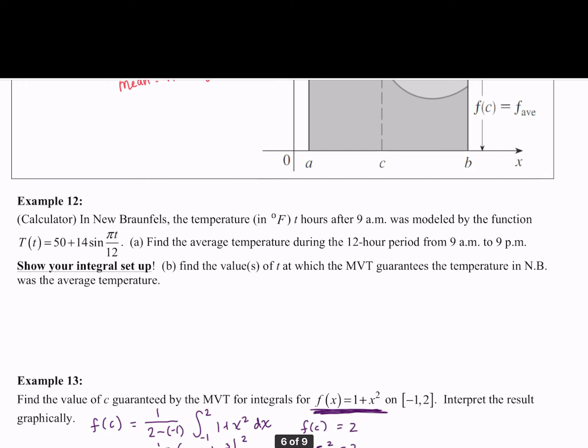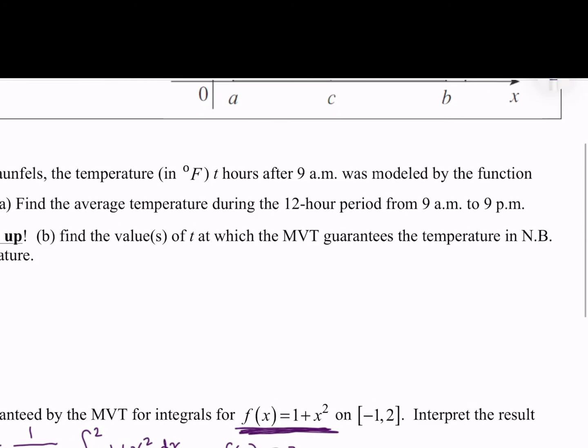So this is a real life example. It says in New Braunfels, which is a city in Texas, the temperature in degrees Fahrenheit, t hours after 9 a.m., is modeled by this function. So they're giving us big T to model the change in temperature. And it wants us to find the average temperature during the 12-hour period from 9 a.m. to 9 p.m. So I'm going to make a little note. Since we're starting at 9 a.m., this is t equals 0, because that was our start time. And then 9 p.m. will be t equals 12.